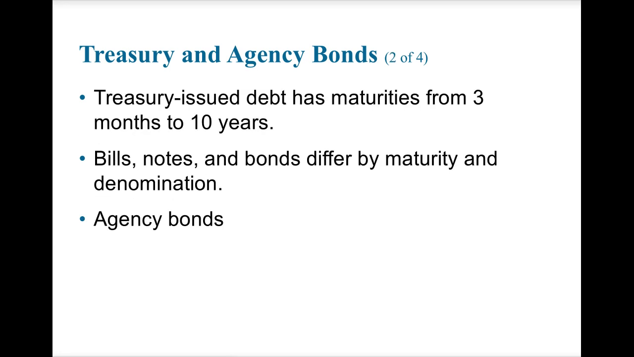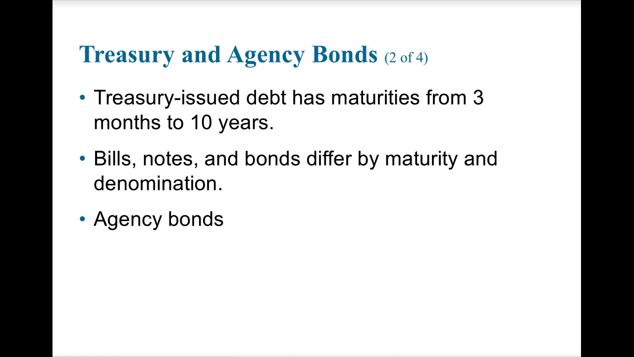All right, so treasury bonds, treasury debt can have a maturity anywhere from 3 months to 10 years. And treasury bills, notes, and bonds offer different maturities and denominations. So treasuries are US government bonds that are issued from the government, and they issue them in short, medium, and long-term maturities. So it could be a 6 month, a year, a 10-year bond, a 30-year bond. And this is issued directly from the US government.